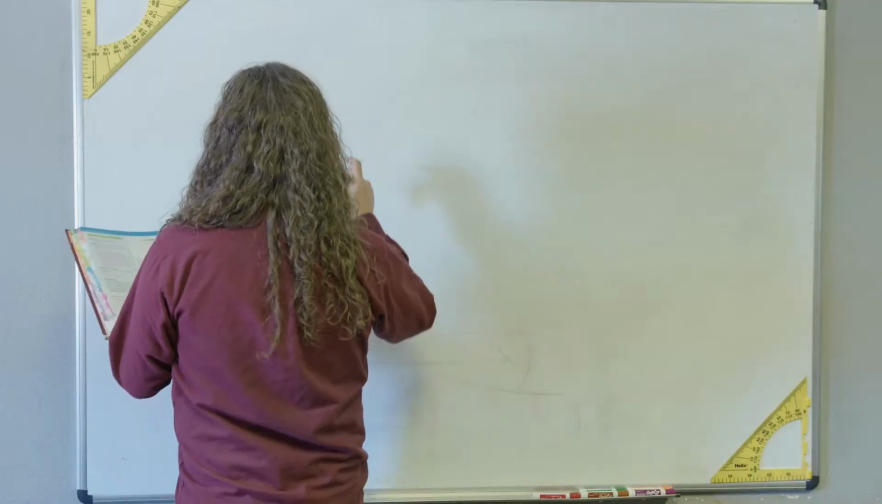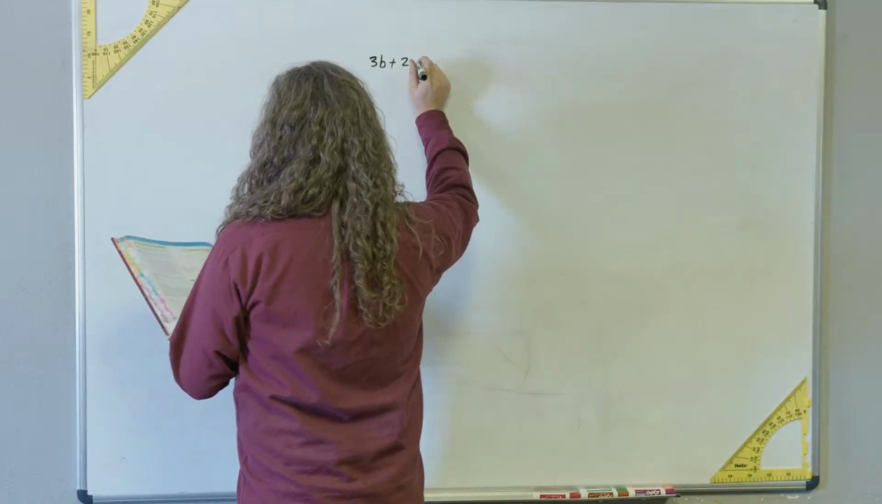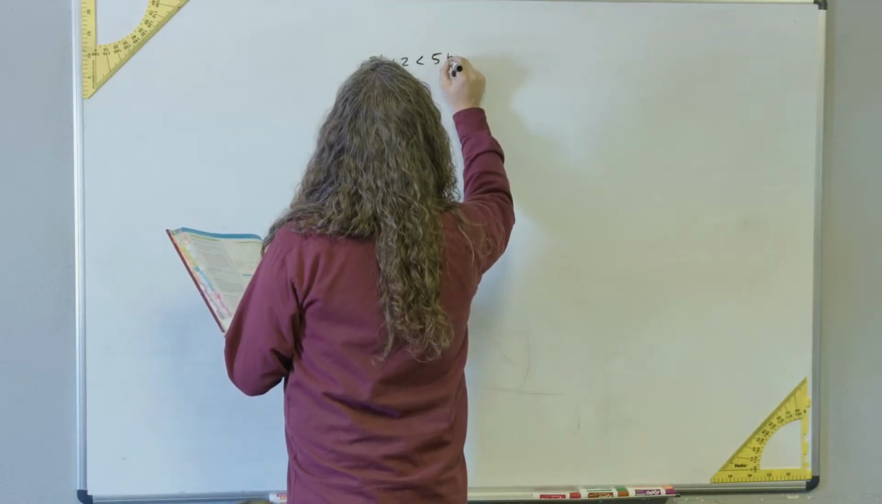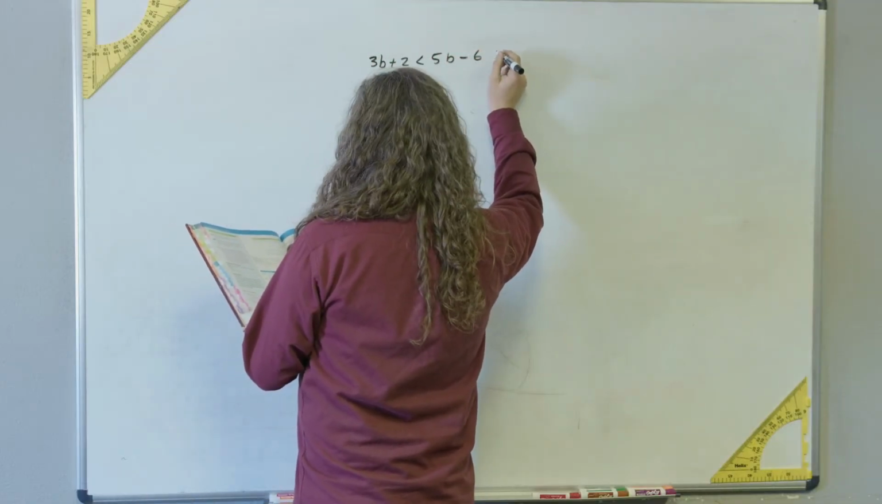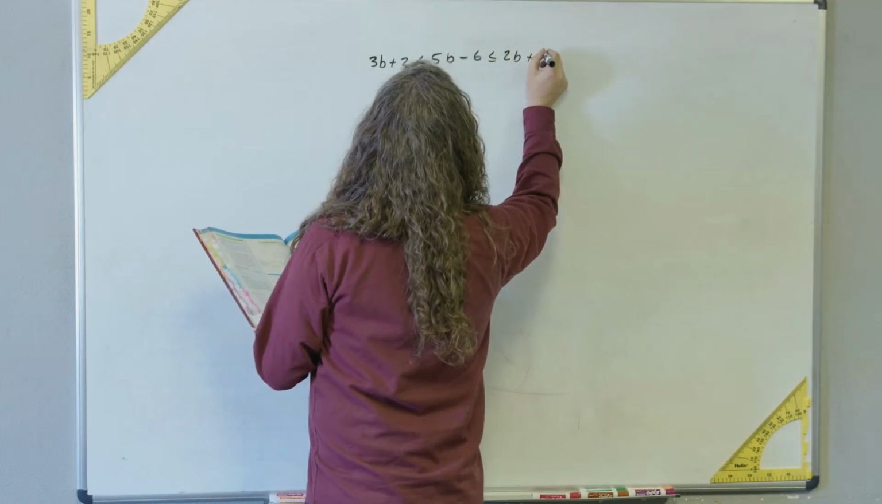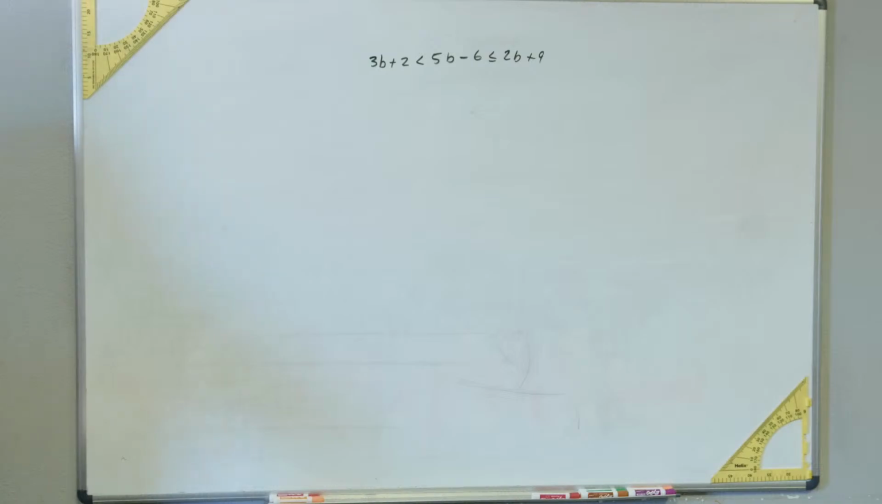24. 3b plus 2 is less than 5b minus 6 is less than or equal to 2b plus 9. What should we do? This problem is scary because it's got a lot of things going on. It's got b's everywhere. What were you saying? You're saying subtract 3 what?